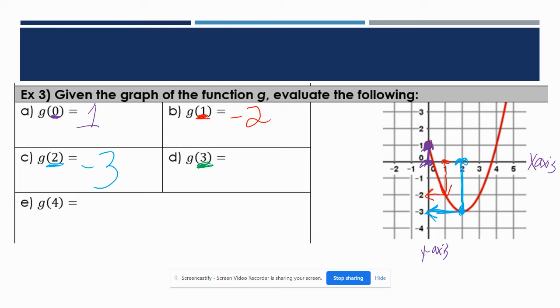Find where x is 3. Well, x is 3 right here. Match it on the graph. It hits the graph right here. What y value is that? Oh, -2 again.